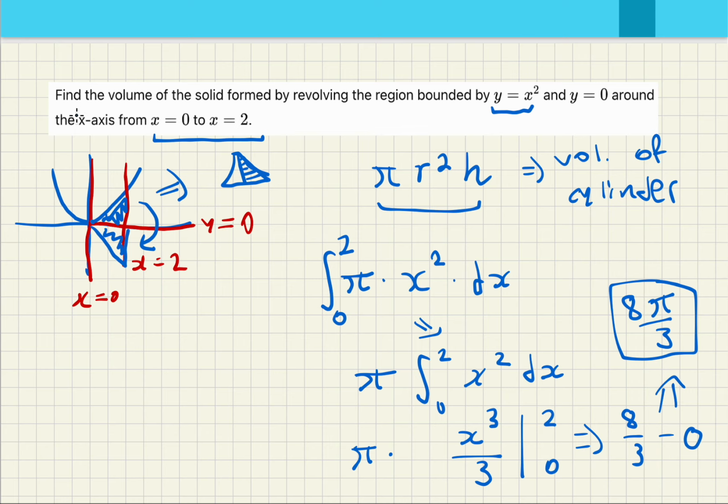Now it would be different if this was the y-axis, because then the figure would not go vertically, it would move horizontally. So it would move like this. And so this is the volume we get after integrating and finding the equation.